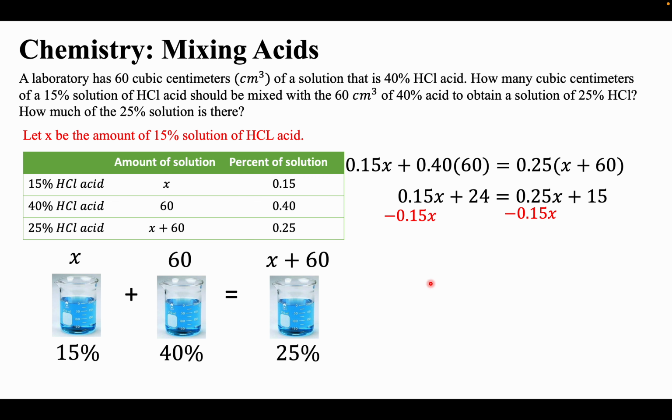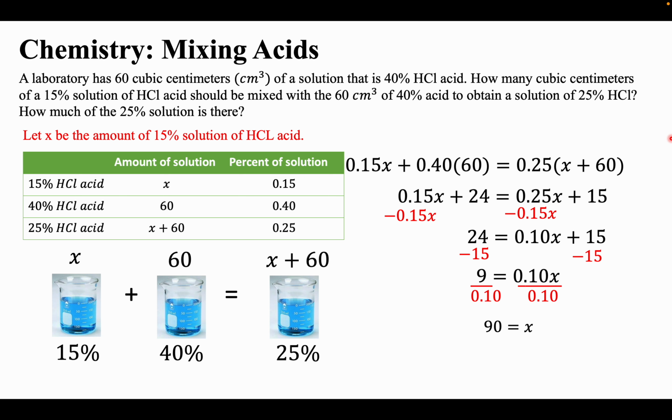This cancels, so we have 24 equals 0.10x plus 15. Take this 15 over to the other side by subtracting. And what we get is 9 equals 0.10x. Well, to isolate the variable x, we can divide both sides by 0.10. And that will give you x equals 90.